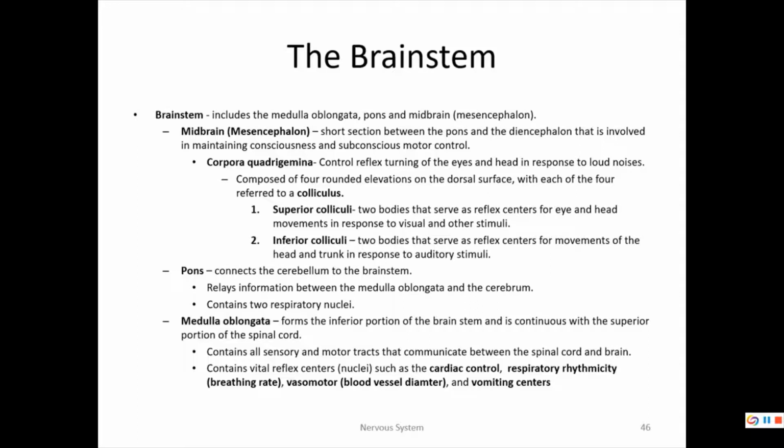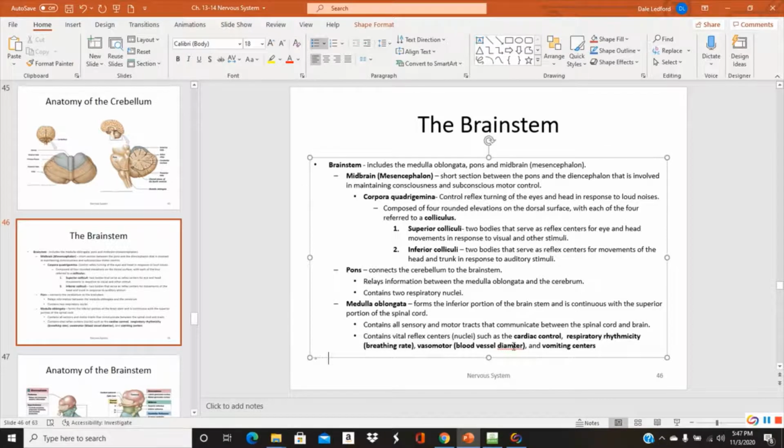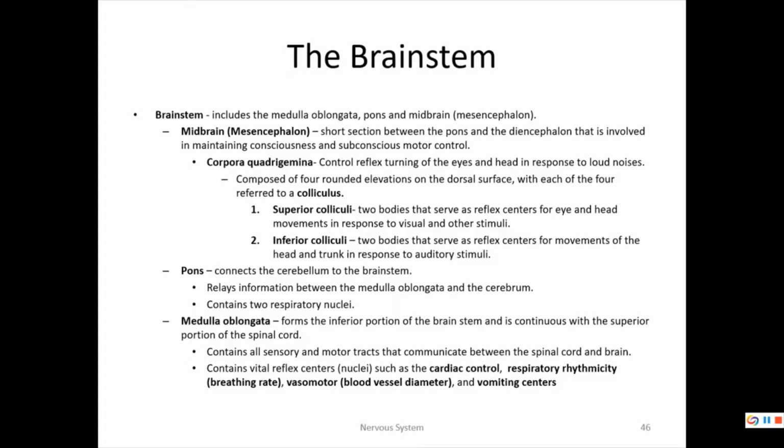Now, there are a lot of reflex centers to control the heart, to control breathing, to control your blood vessel diameter, even your vomiting centers. Cardiac control, heart rate, respiratory rhythmicity, breathing rate, vasomotor, whether your blood vessels are dilated or constricted. And I notice I have a typo there. You can slap me later. And also our vomiting centers.